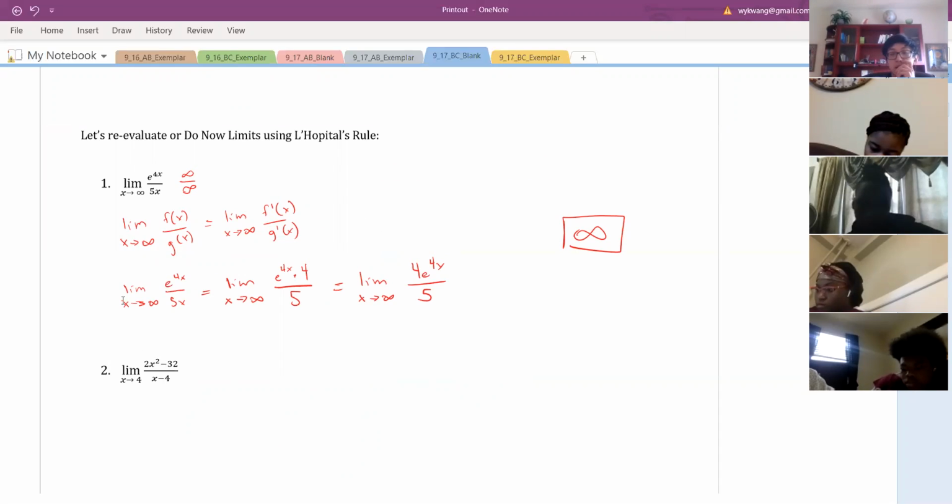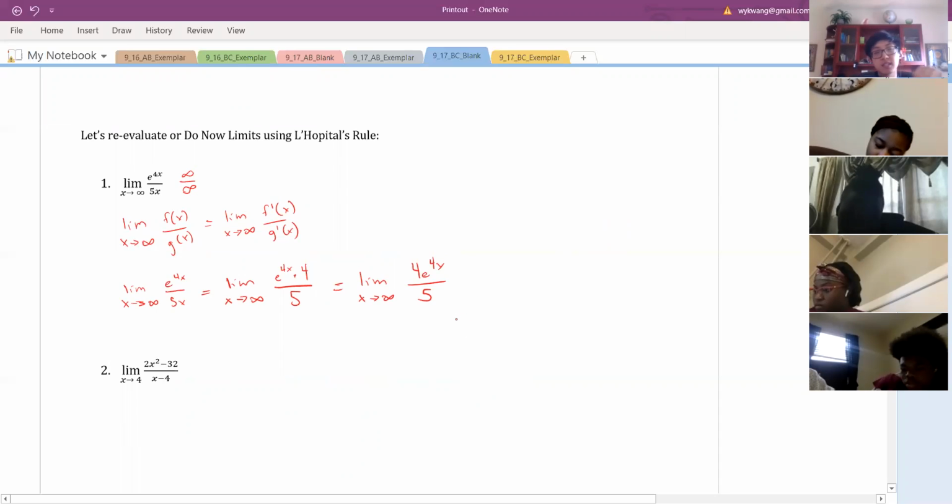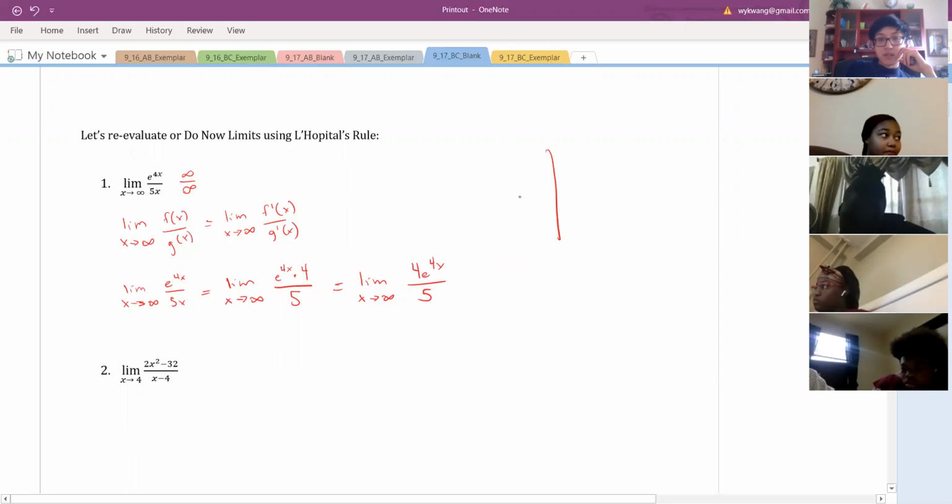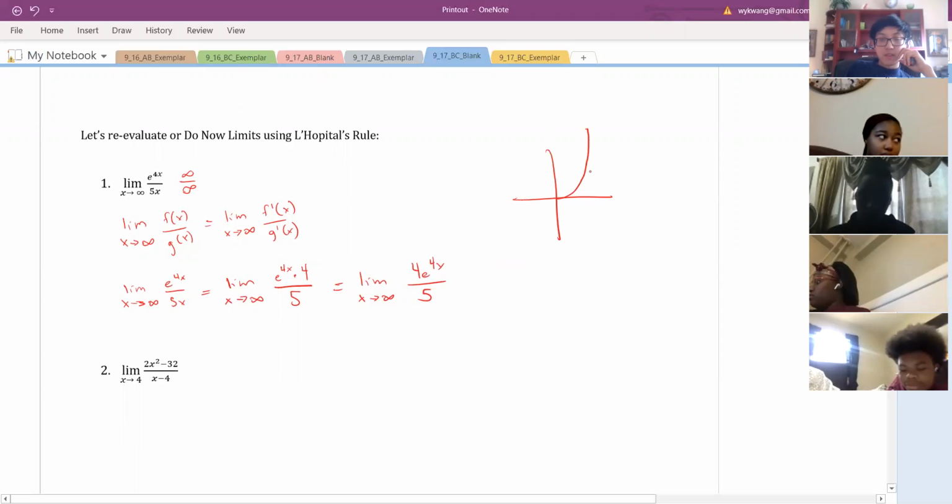Aram asked me to clarify how it's infinity again. So it's just infinity in this case, even if we don't know the hierarchy of dominance, because e to the x is going to increase exponentially, and we don't even have to compare it to anything in the denominator. There's no function in the denominator. So it's almost like any function as x approaches infinity.